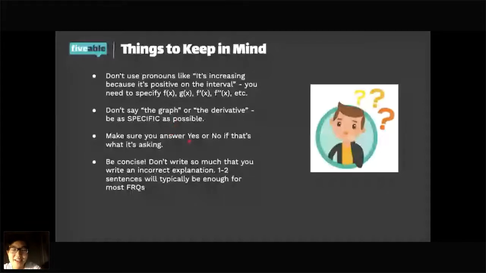And also, I think being concise is also smart. You don't want to write so much to the point where you write out an incorrect explanation. I'd say that 1 to 2 sentences is probably enough for most FRQs.